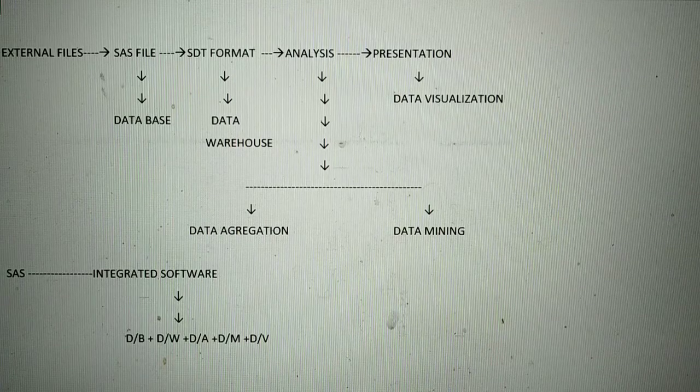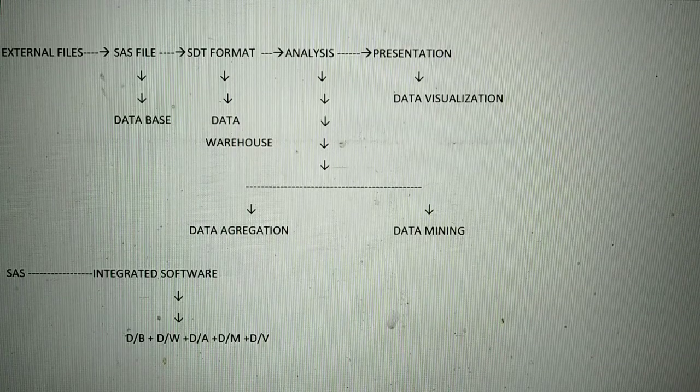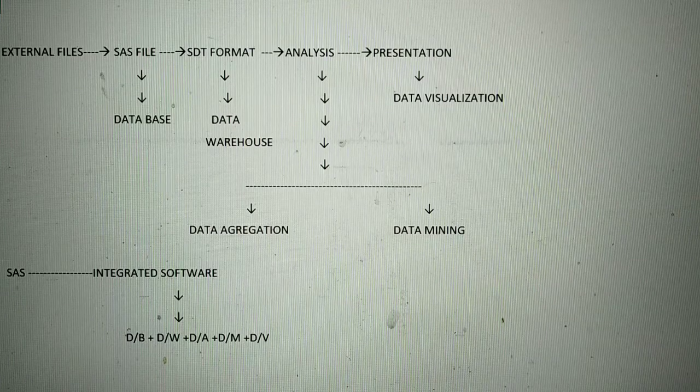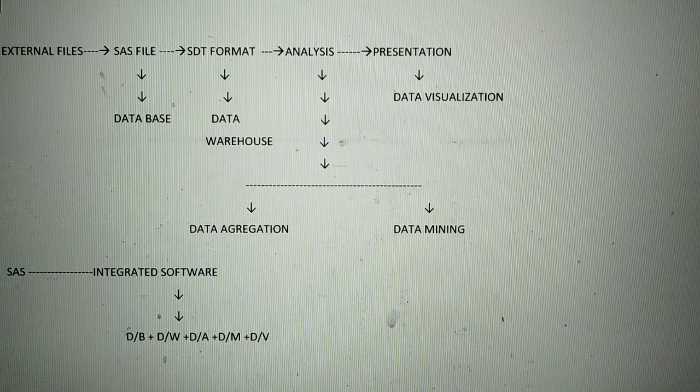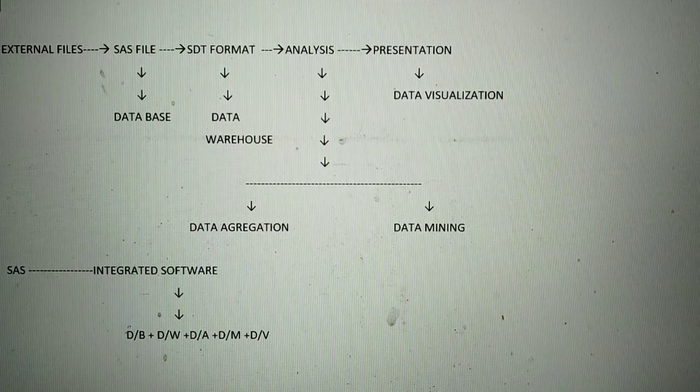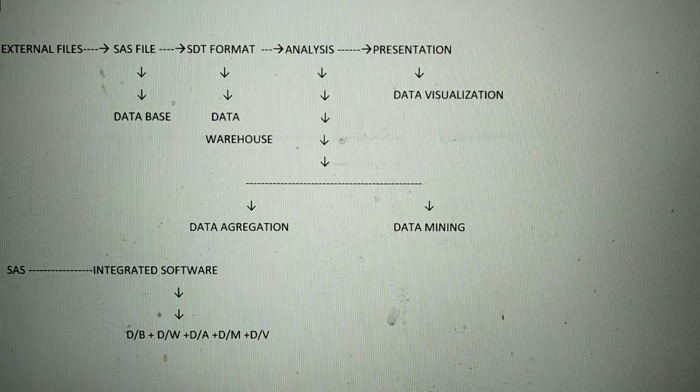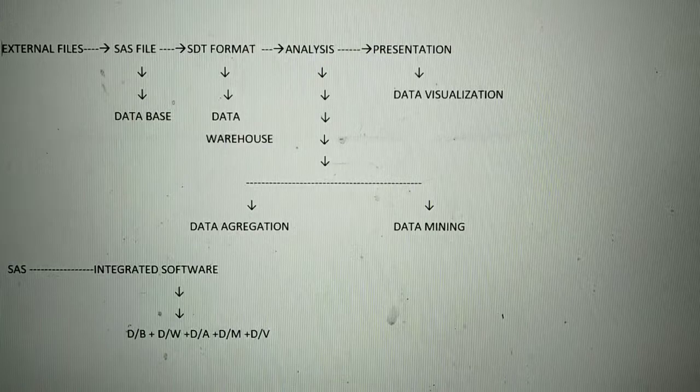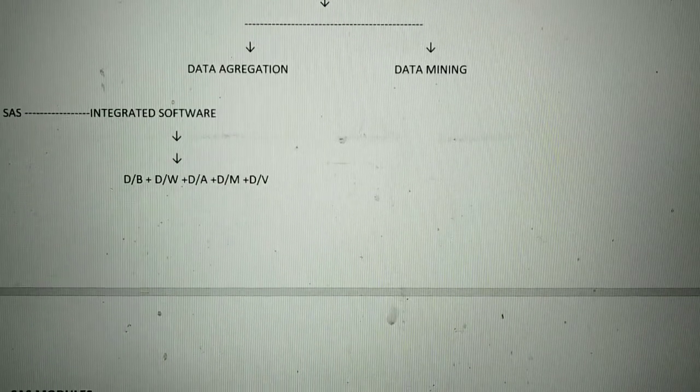After that, analysis will be performed, which is classified into two types: data aggregation and data mining. Once analysis is done, it is submitted to presentation, that is, data visualization. If you see all these things, it has database concepts, data warehouse concepts, data aggregation concepts, data mining concepts, and data visualization. Since it has all these concepts, it is called an integrated software.